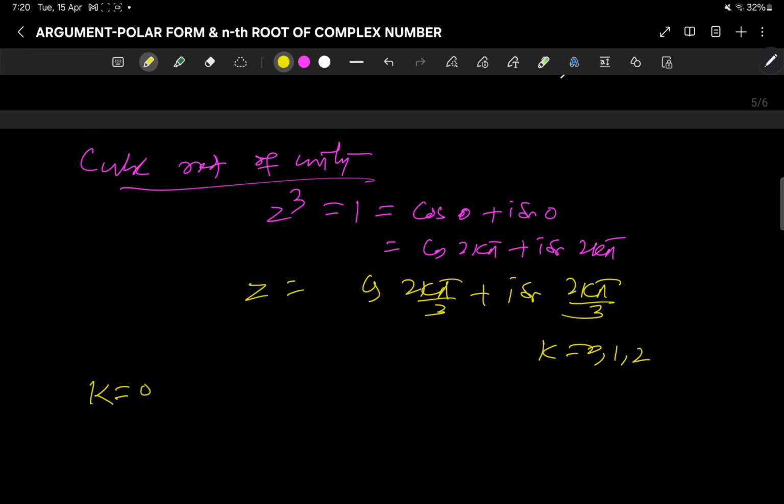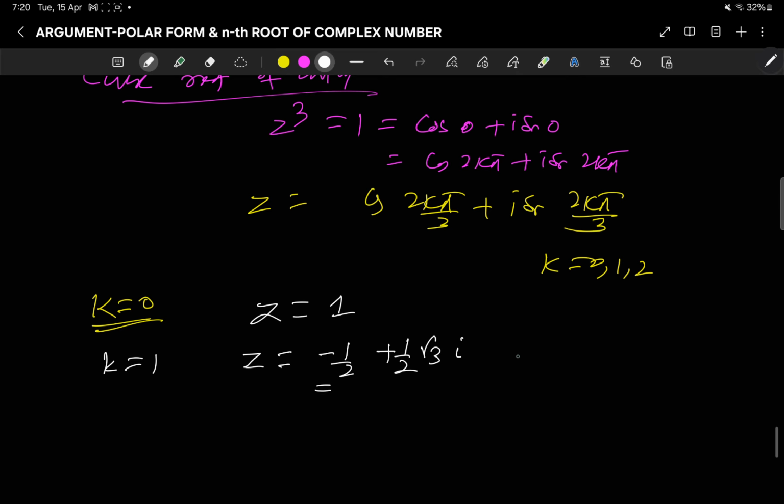If I put k equal to 0, then z is cos 0 plus I sin 0, which is 1. If I put k equal to 1, I find z is equal to minus half plus 1 by 2 root 3 I, and I call it omega. And for k equal to 2, z is equal to minus half minus 1 by 2 root 3 I. So this is your omega square.